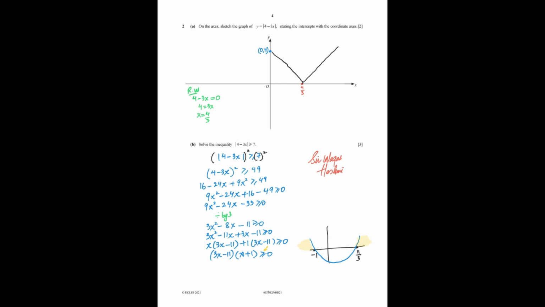All right, so for this range of values, x should be less than or equal to -1 and x should be greater than or equal to 11/3, and these two sets of values are your final answer. Question number 3 from the topic vectors.